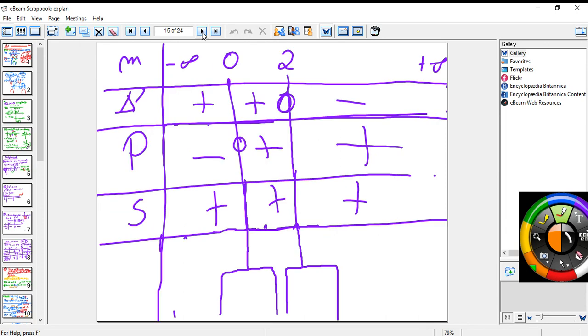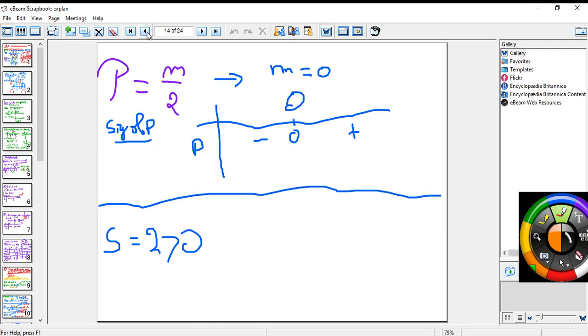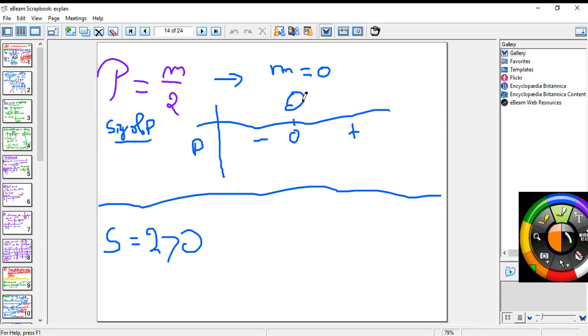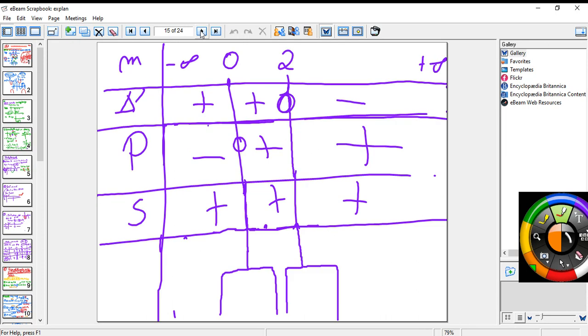So now I need to make a big table here like this. I translate it all. How are we going to translate? I will go back. You need to look at the values that we have to put in the table. I have the 2 for delta, and I have the 0 for P. I will put it in order. Look here. I have m: minus infinity, 0, 2, plus infinity. I will put delta, P, S.